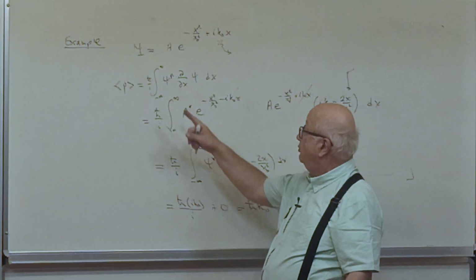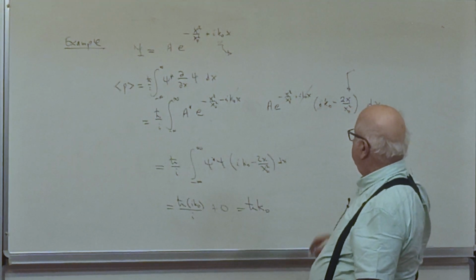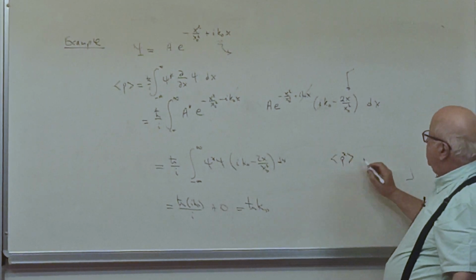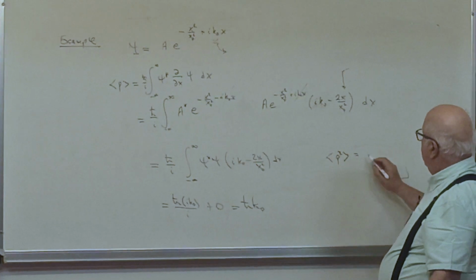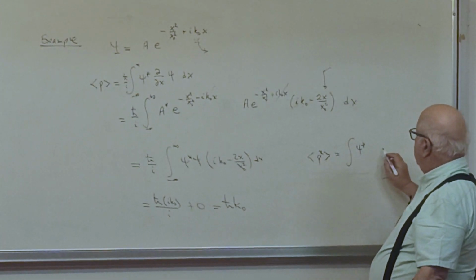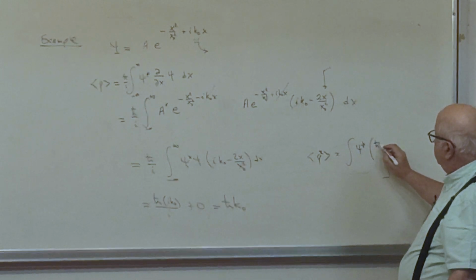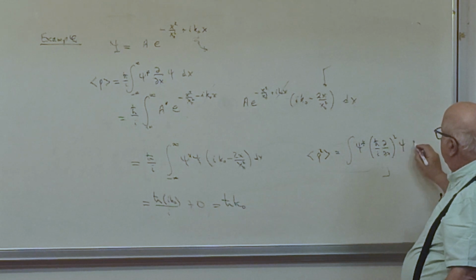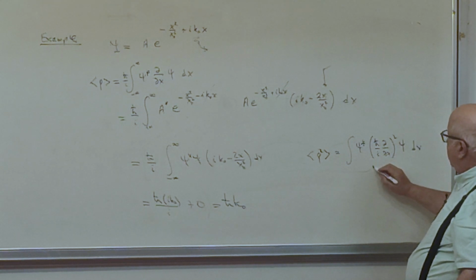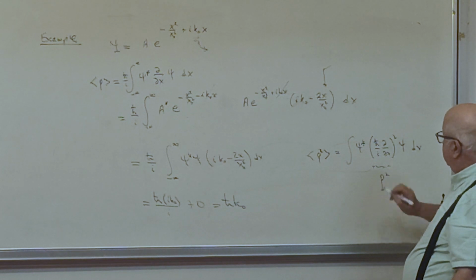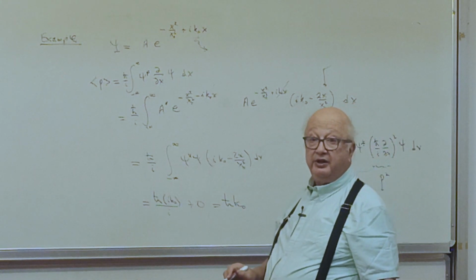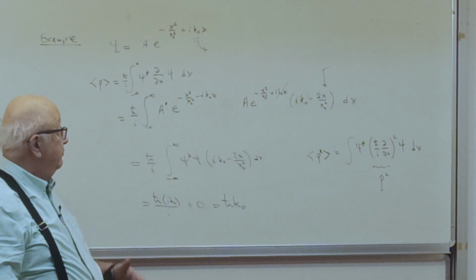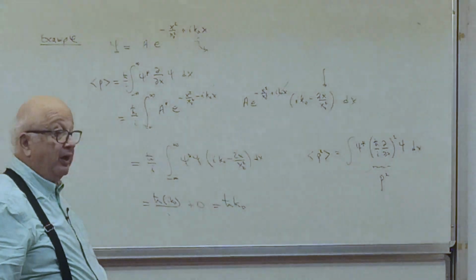If we want to calculate p squared, let me just write down the equation. That's what we'll start with next time. The average value of p squared is going to be equal to the integral of psi star p squared psi dx, where p squared is h bar over i del x squared. This is now the momentum operator squared. We'll find the expectation value of that, and we'll see what, for example, the uncertainty in momentum is.